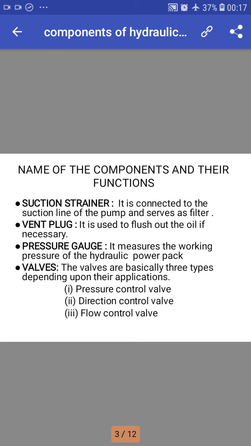Pressure gauge. Pressure gauge is used to measure the pressure inside the pipeline. It measures the working pressure of the hydraulic power pack. There are different types of valves. Those are pressure control valve, direction control valve, and flow control valve.